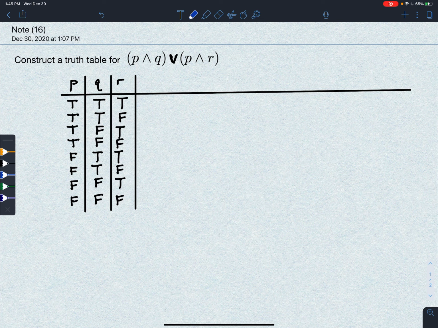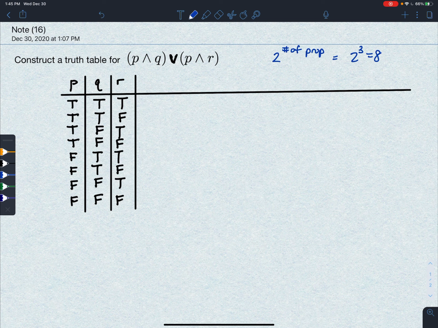Notice that there are 8 rows in the truth table, and that's because the number of rows is always going to be 2 to the number of simple propositions. So it's going to be 2 to the third, which is 8. That means if you had 4 different propositions, P, Q, R, and S, that were all unrelated to each other, there'd be 2 to the fourth, or 16, different truth combinations.